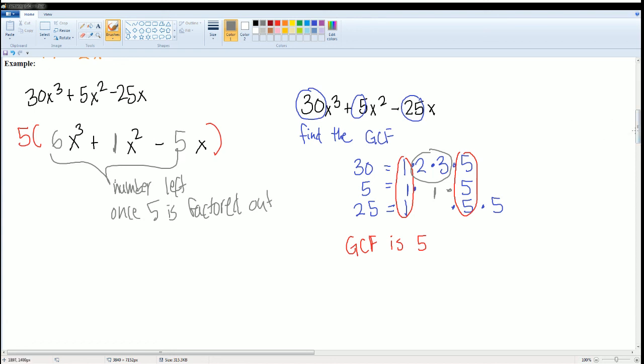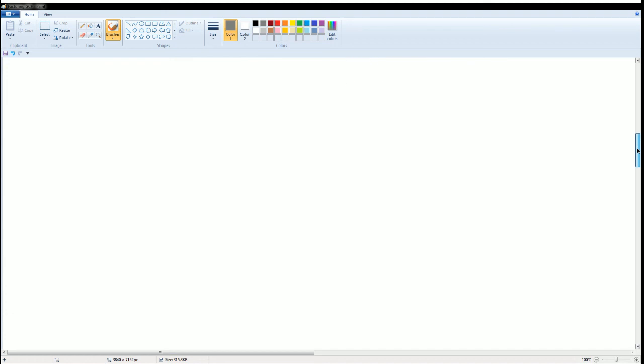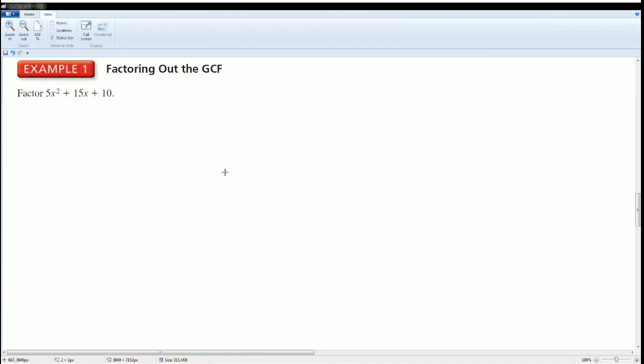Now I would like for you to try this problem. Okay, I'm going to bring it up. All right, please take this time to finish the problem. All right, I'm going to go over the answer. Factor 5x squared plus 15x plus 10.